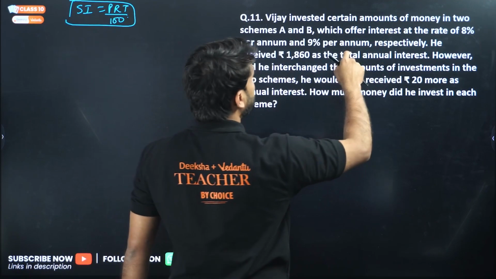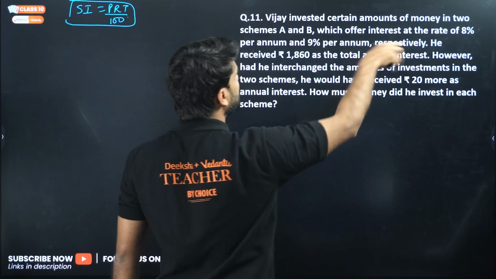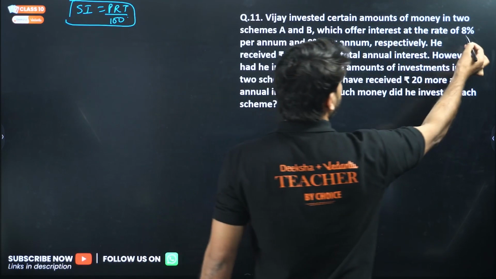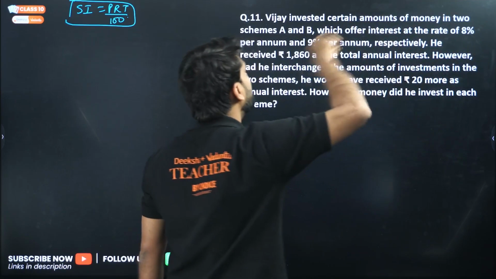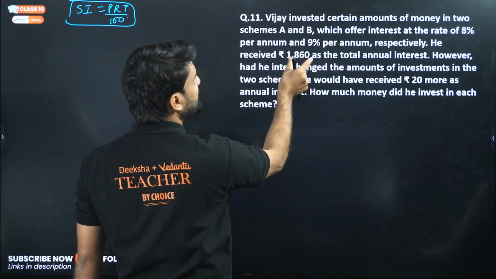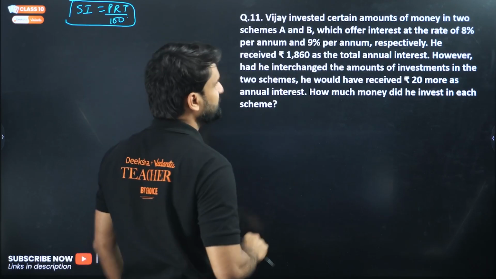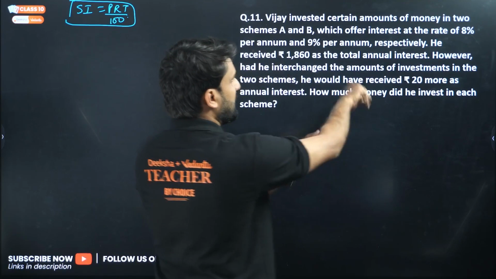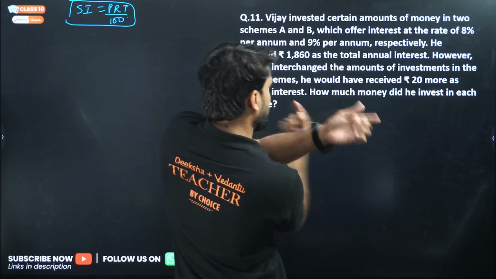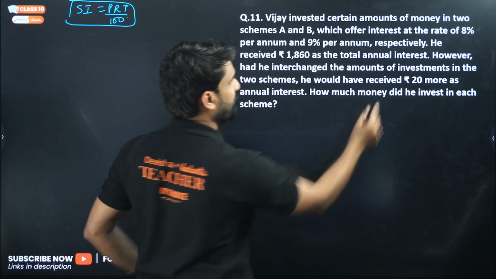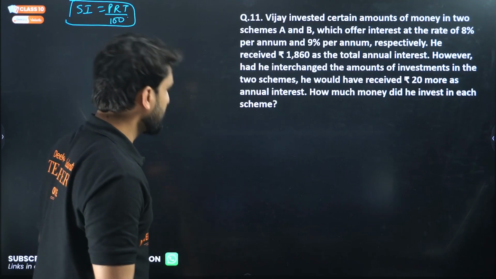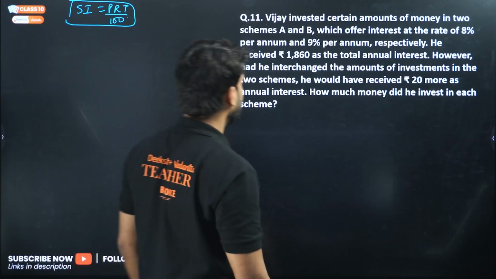Okay, so there are two schemes. Vijay has invested the money in two schemes, A and B, and in the first scheme he is investing the money at the rate of 8% per annum, and in the second 9% per annum, and he received this amount as interest. Okay, very good. Total annual interest. However, had the interest rates been interchanged, he would have received 20 more rupees. How much money did he invest in each scheme?